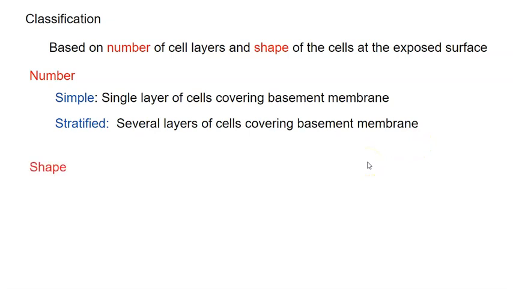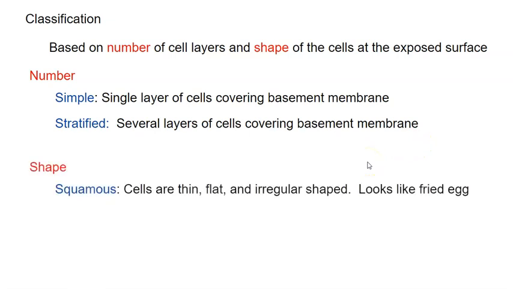Let's look at shape. We have three shapes. We have squamous. Squamous cells are thin and flat. They have an irregular shape. They kind of look like a fried egg. I believe that squamous means like plate-like or scale.